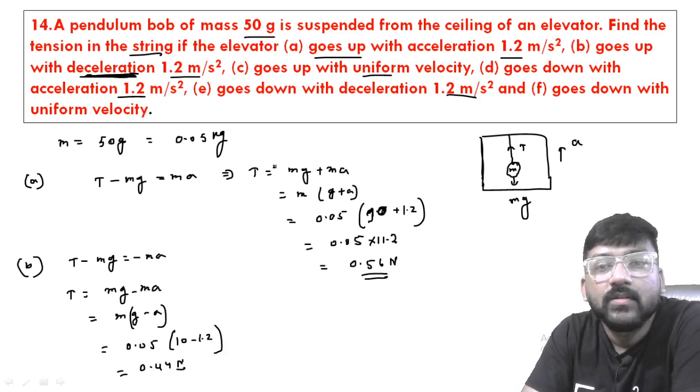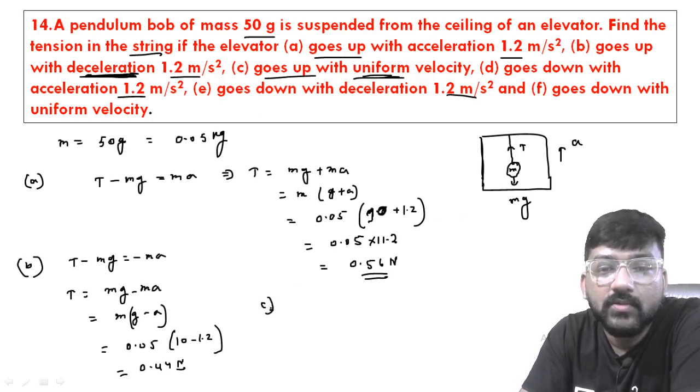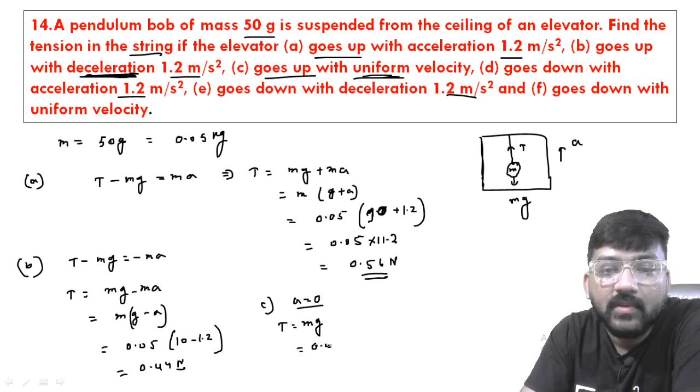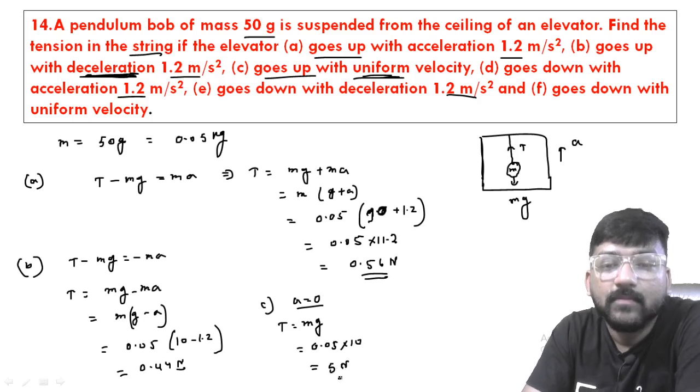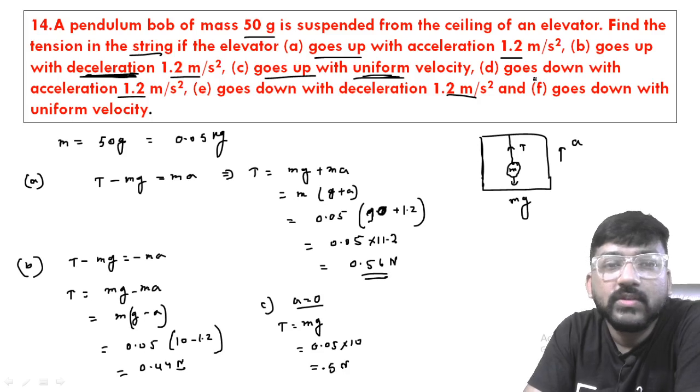Okay, then C goes up with uniform velocity. So when uniform velocity, acceleration will be 0. So for part C, as acceleration is 0, T will be just equal to mg. Simple. So that means 0.05 into 10, that is 0.5 Newton. Now part D goes down with acceleration.